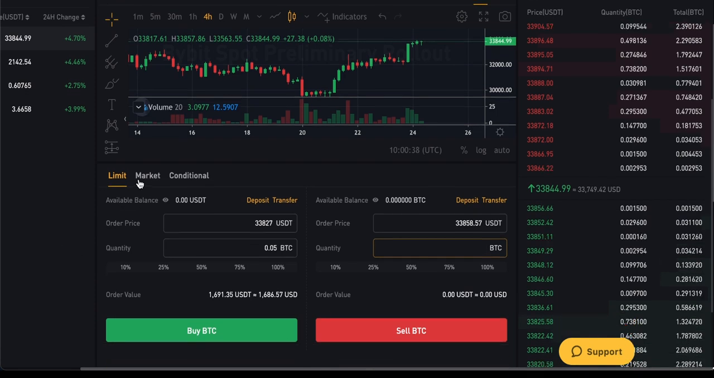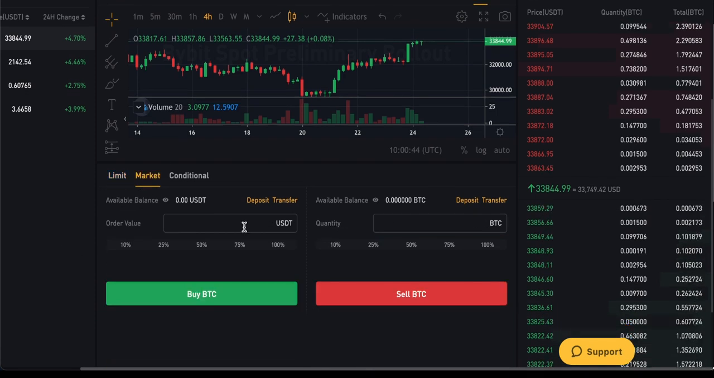Bybit also allow for market orders. Market orders are always taker orders. So you cannot make a price, you cannot put anything on the order book. You will just simply choose how much, for example, you want to buy. So I want to buy $1,000 worth of Bitcoin, press buy BTC right here. It will go through straight away and take the best offer for you to buy that Bitcoin, and the opposite for selling.